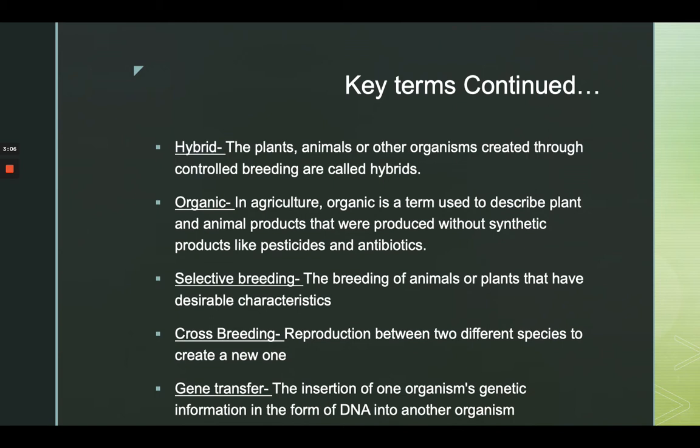Selective breeding is the breeding of animals or plants that have desirable characteristics. Crossbreeding is reproduction between two different species to create a new one. And gene transfer is the insertion of one organism's genetic material in the form of DNA into another organism.